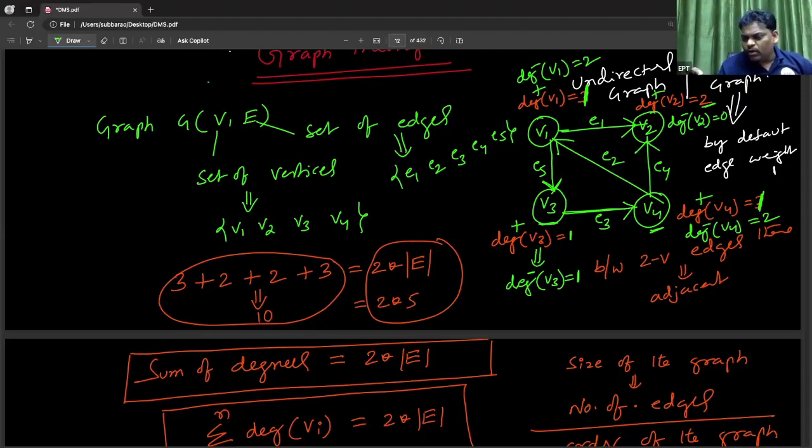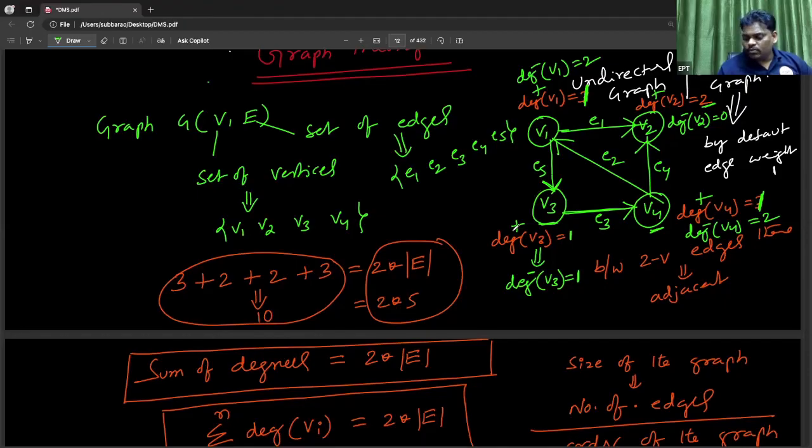Now, one small question I want to ask you: can you count how many edges are in the graph? Forget about the direction. Please count how many edges are there. 5, right? 5 edges are there.